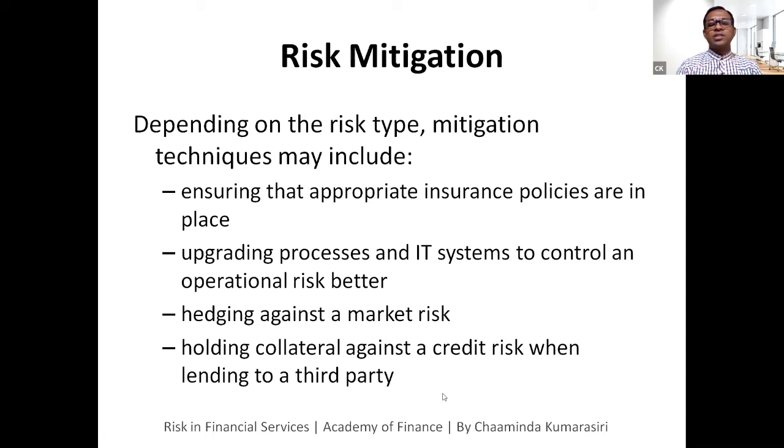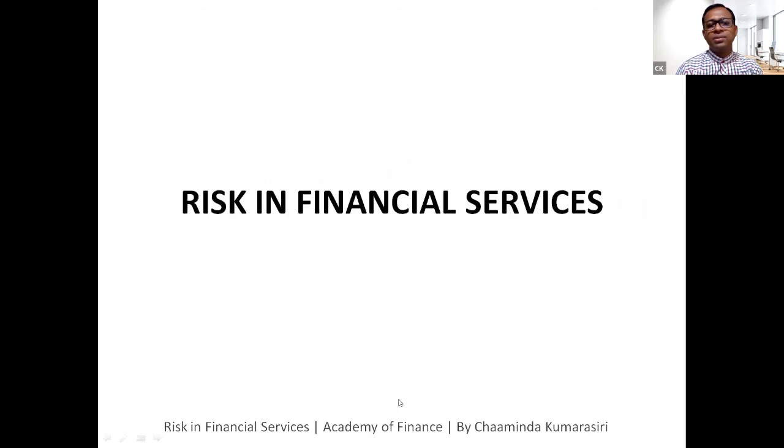Holding collateral against the credit risk when lending to a third party. So collateral, likelihood or impact? Collateral? What does it do? Impact. Impact. Because by having a collateral, you can't reduce the risk of the business running into a loss. It will reduce the damage.